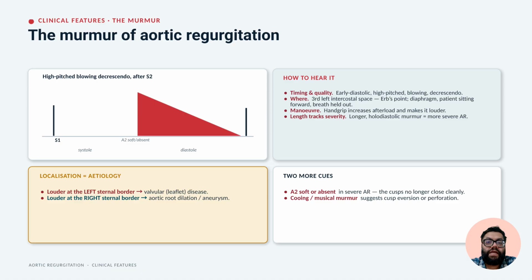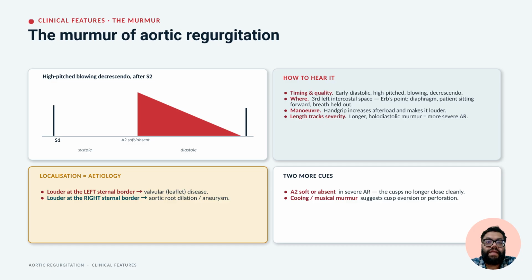It is an early diastolic murmur. It begins immediately after the second heart sound, and it is high pitched, blowing and decrescendo because, as we saw, the driving gradient is loudest at the start of diastole and fades as pressures equalize. To hear it, use the diaphragm at the third left intercostal space, Erb's point, with the patient sitting forward and holding the breath out. A quick squeeze of your hands, a handgrip, raises afterload and makes it louder.